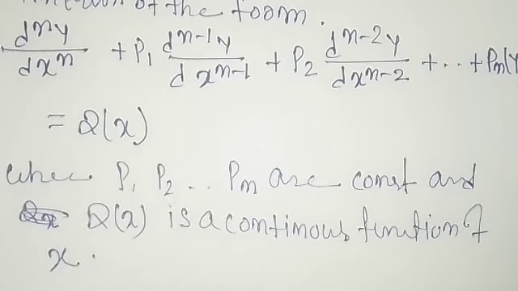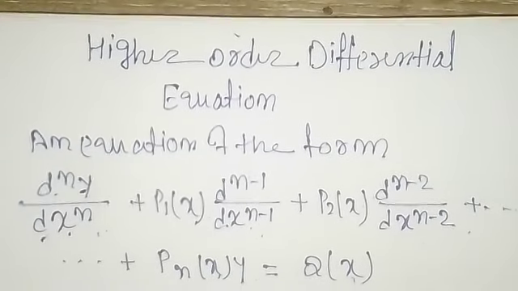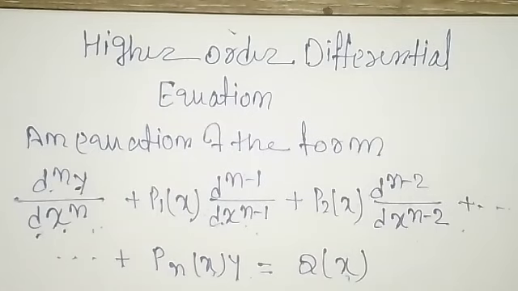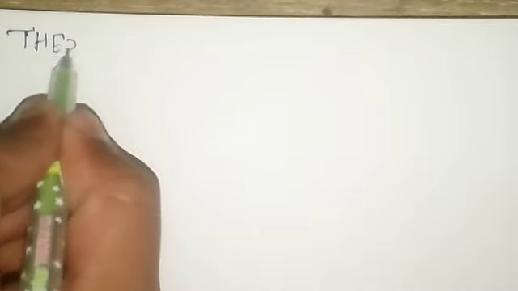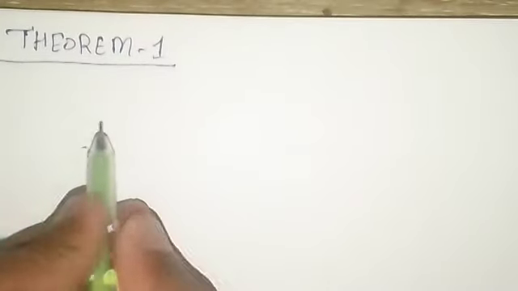So now there are two theorems we have to see, that is, you have to find the general solution of the differential equation of order n, right? So y1 and y2 are two solutions of the equation, right? So we will see here that there is theorem 1. So what is theorem 1?